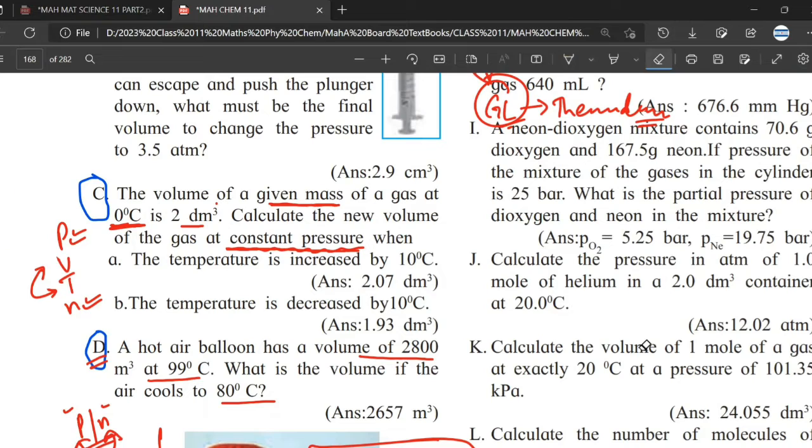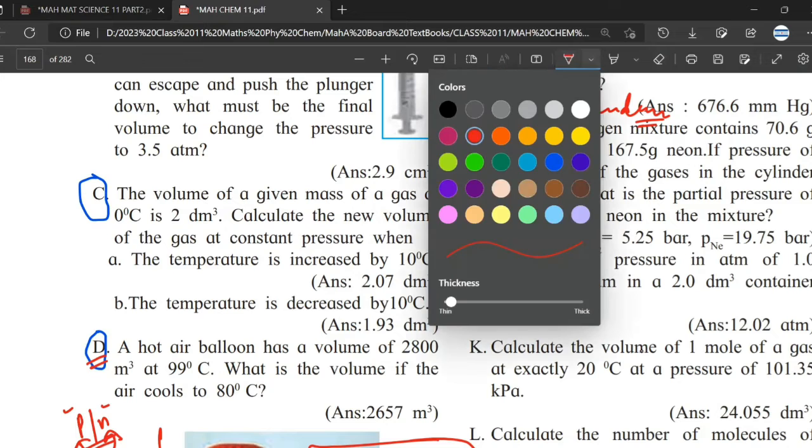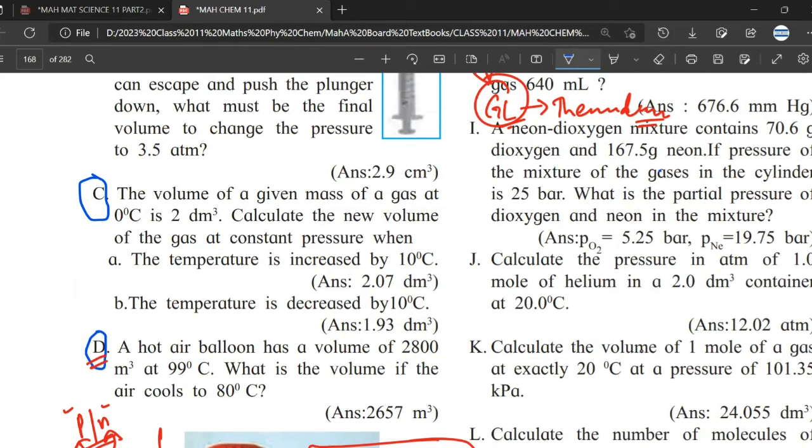All these three numericals are simple enough. The only thing we need to understand is conversion, and some basic things: we can't apply temperature in degree Celsius. So 0 degree Celsius would be 273 Kelvin. 2 decimeter cube, this is state 1. Calculate the new volume if the temperature is increased by 10. When they say by, you should understand that 0 degree Celsius would become 0 plus 10 degree Celsius. So 10 degree Celsius would be 283 Kelvin.